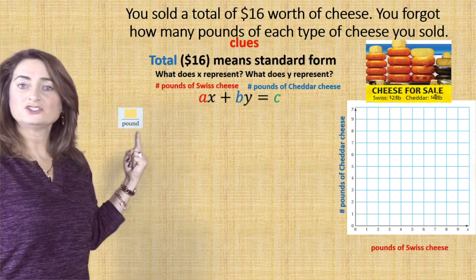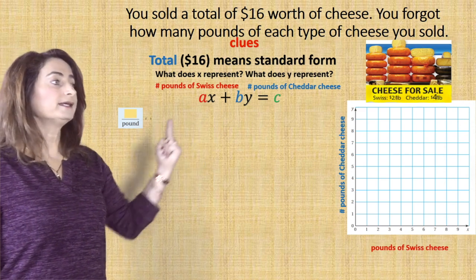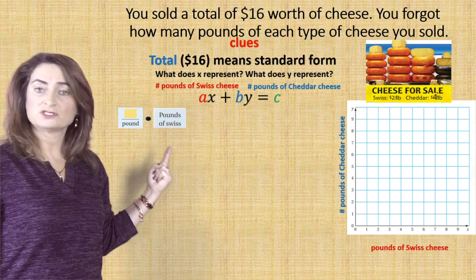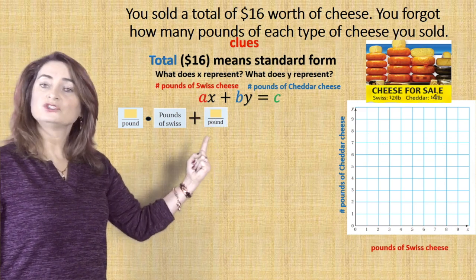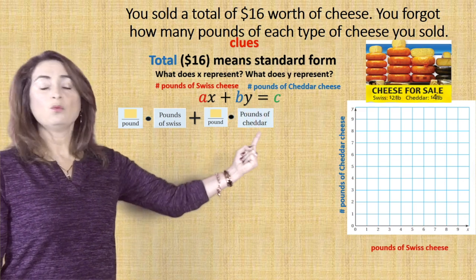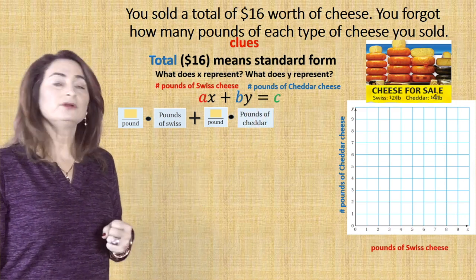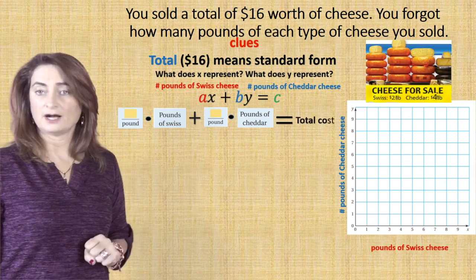A is the rate of change, which is the price per pound, and x is the pounds of Swiss cheese. Plus B is the rate of change, which is the cost per pound for the cheddar cheese, times y, which is the number of pounds of cheddar you bought, equals the total cost.